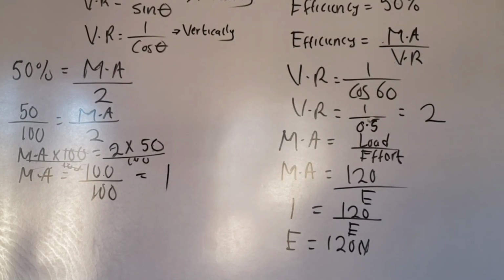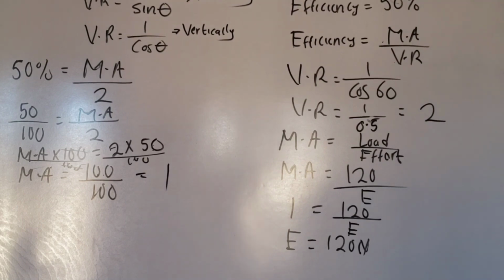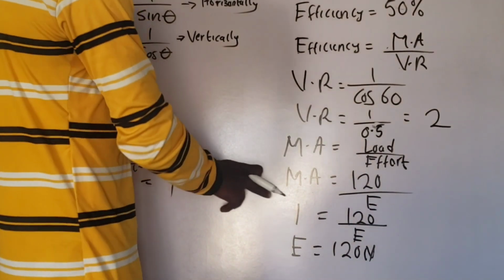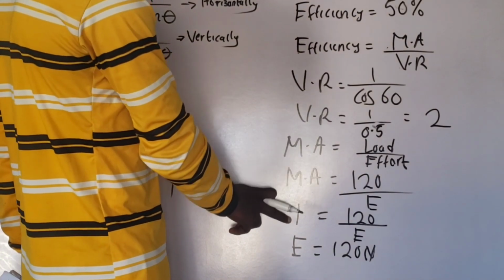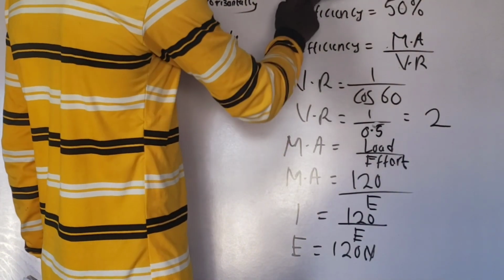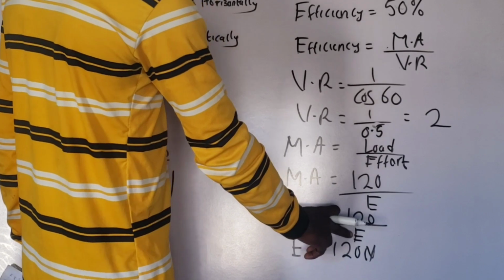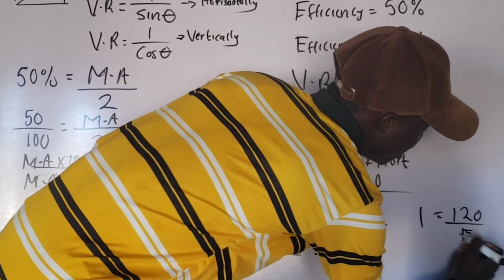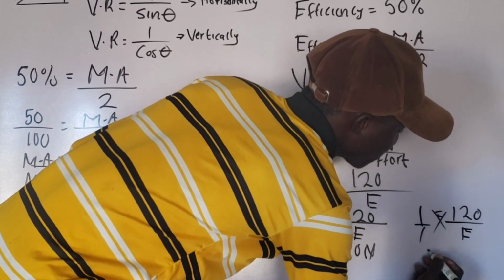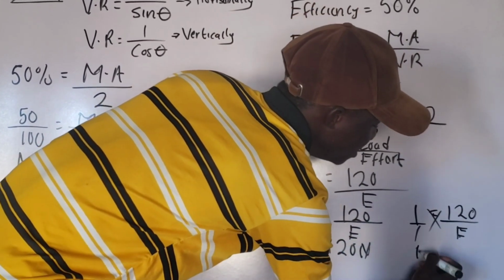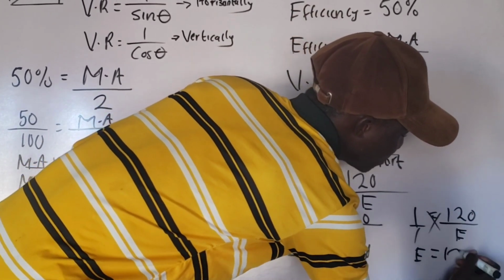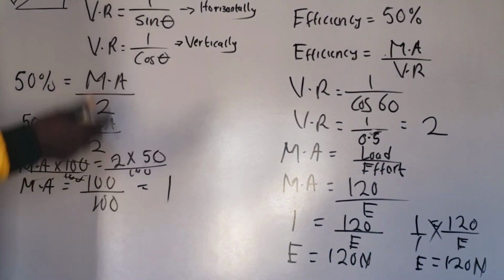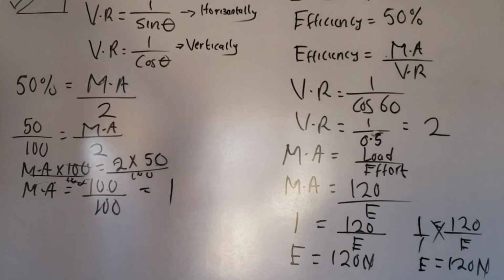Do you understand? Please, this is simple. All you have to do is learn how to interpret the question. Having gotten the mechanical advantage here, I substitute it into this formula. Mechanical advantage is 1, and I've been given a load of 120 Newton. So I take the cross product. This is what I did: 1 equals 120 all over E. If I cross multiply, I'm going to have E multiplied by 1 is E, and 1 multiplied by 120 is what? 120 Newton. That's how I got 120 Newton here. Okay? So that is the solution to the problem on inclined plane.